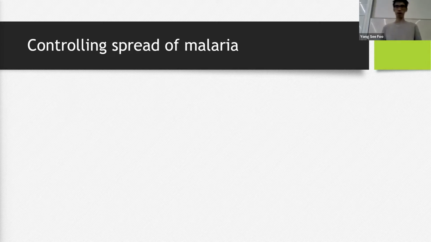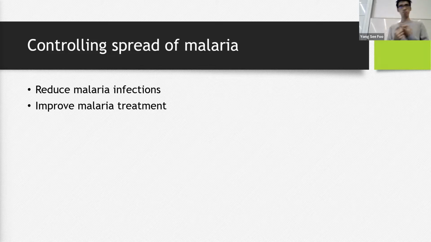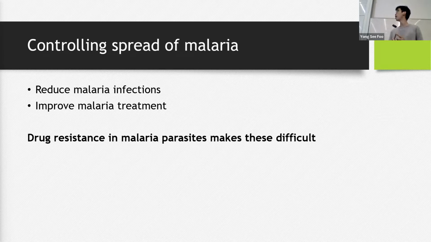Now, if you want to stop malaria from spreading, you have 2 things that you want to do. One is you want to reduce the number of infections from malaria. And 2 is that when people do get infected with malaria, we want to treat them as well as possible, so that 1, they won't die, and 2, so that they can't further transmit the disease if you treat it adequately. These 2 things are both complicated by one particular factor that I'm going to be focusing on. Of course, there are a lot of other factors, but one factor I'm looking at is drug resistance.